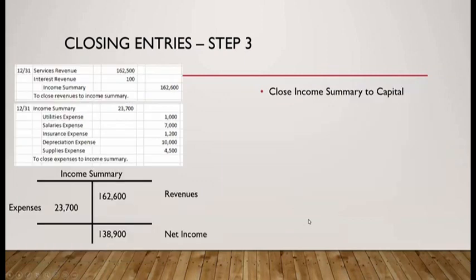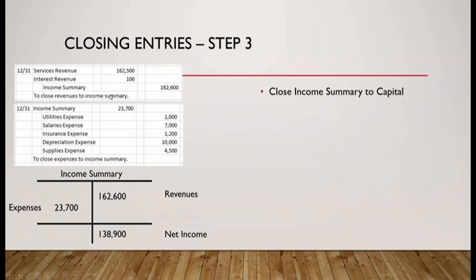Now let's get to step 3. In step 3, we've got to get rid of the income summary. Income summary is only supposed to help us in the closing process. It's a temporary account and we've got to get rid of it. So in order to get rid of it, we first need to calculate our new balance in income summary, because we started off with 0. We never used this account throughout the period.